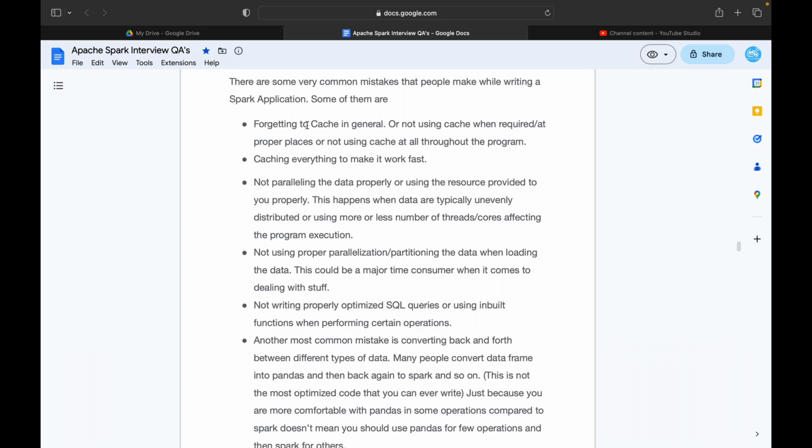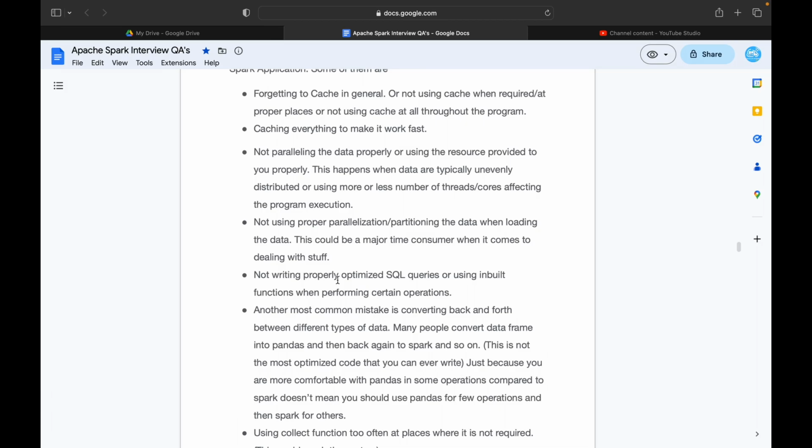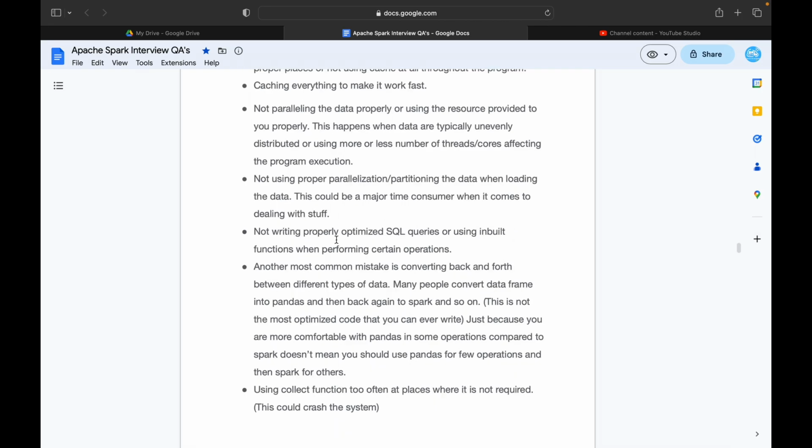They tend to forget to cache, or they will not use cache when required or at the proper places, or else they will be using cache every time, which makes it work very slowly. Not parallelizing the data properly or not using the resources provided properly. And the next one is not writing properly optimized SQL queries or not using the inbuilt functions provided by Apache Spark. Another common mistake made by Apache Spark developers is that they tend to convert to a pandas data frame and vice versa. This is a very commonly made mistake across Spark developers.